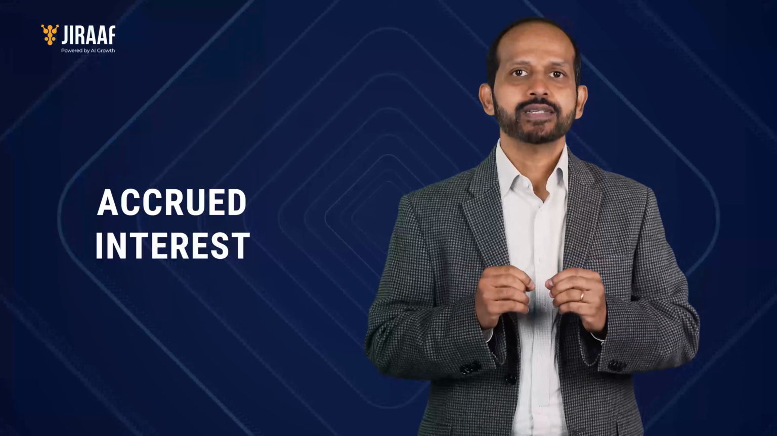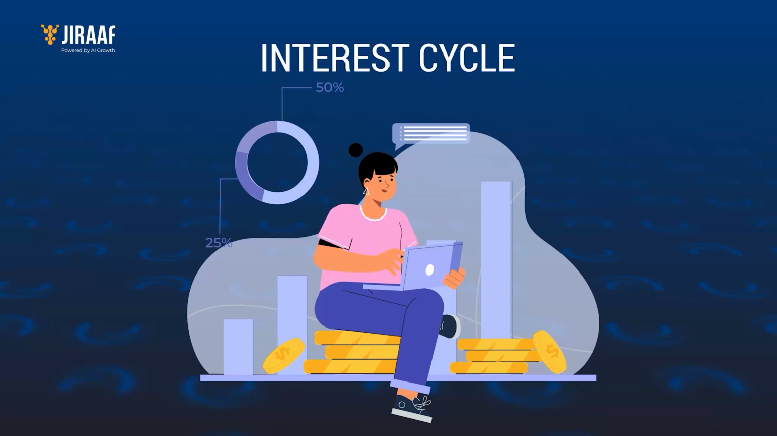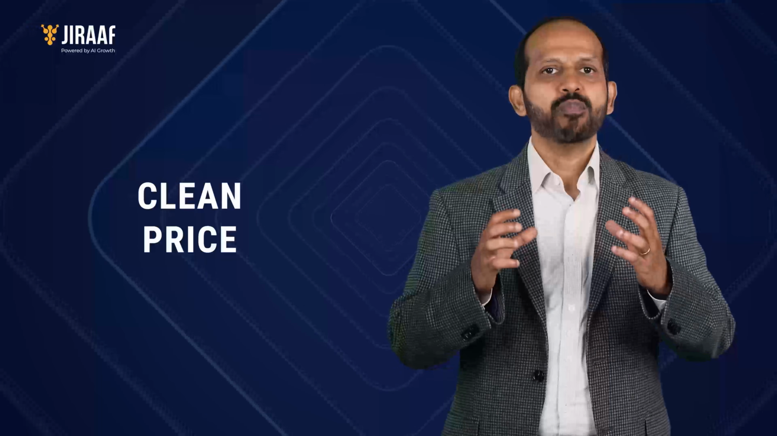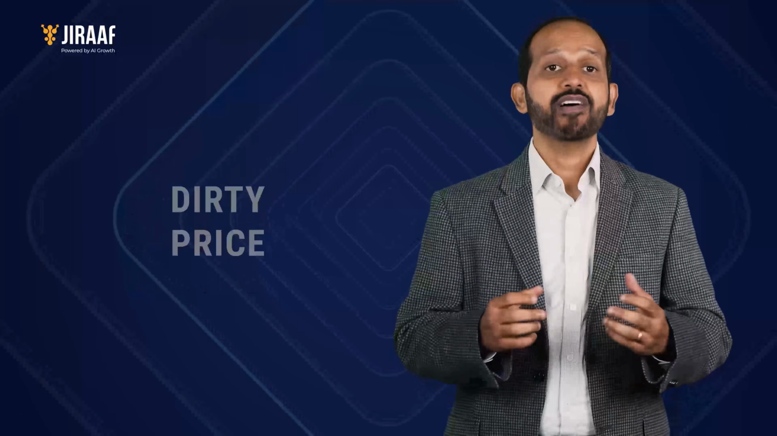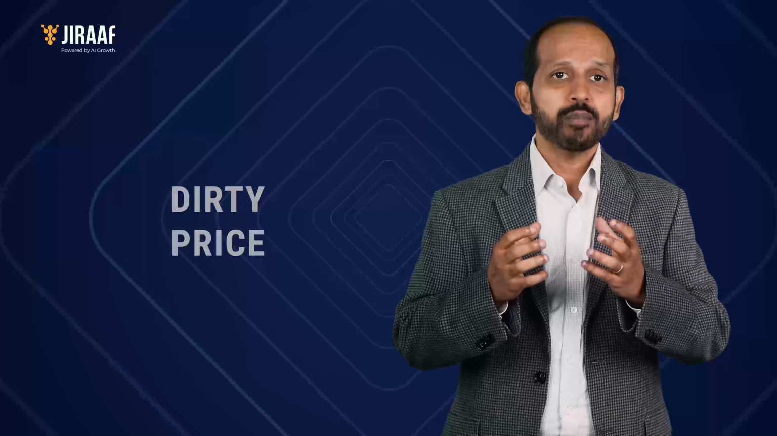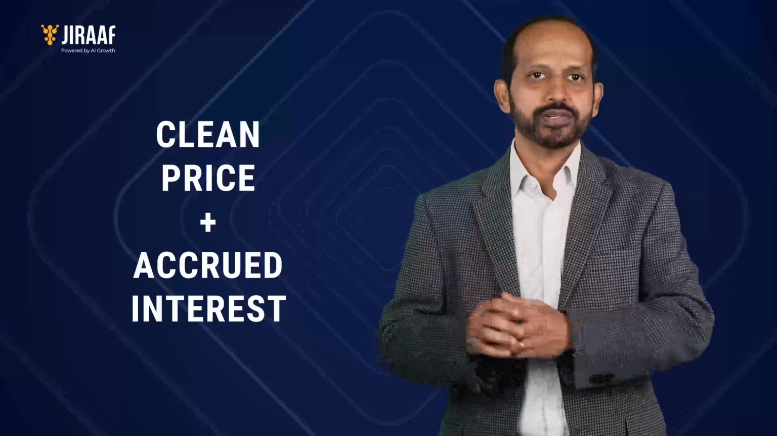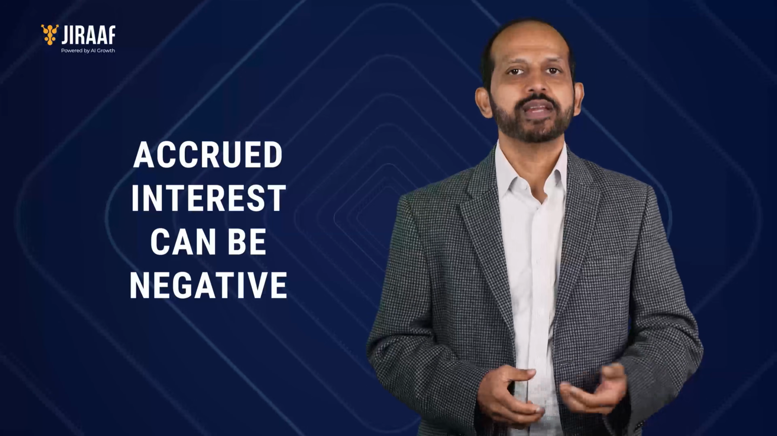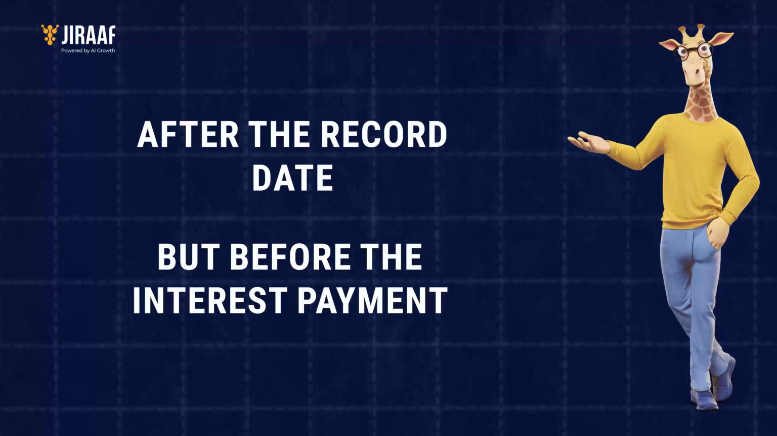Accrued interest. If you buy the bond in the middle of an interest cycle, you'll pay the seller for the interest they've already earned, and that is the accrued interest. Clean price means the price of the bond itself, excluding any accrued interest. And finally, the dirty price means the total amount you pay for the bond, which is the clean price, plus the accrued interest. Sometimes in unusual cases, accrued interest can be negative. For instance, if you buy after the record date, but before the interest payment.